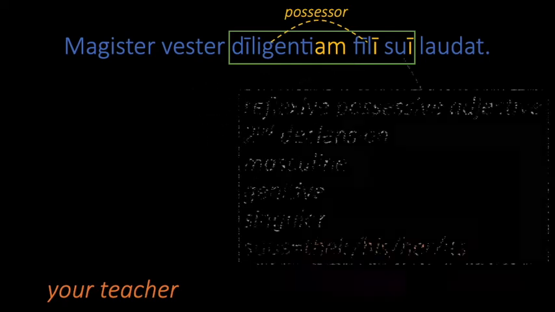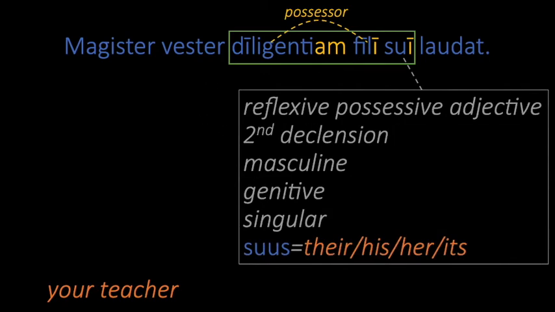Sui is another form of the reflexive possessive adjective. It is singular and genitive, expressing possession of fili by the subject of the sentence, Magister. So we translate it with his. It stands in an attributive relationship with fili. The complete phrase is the industry of his son.